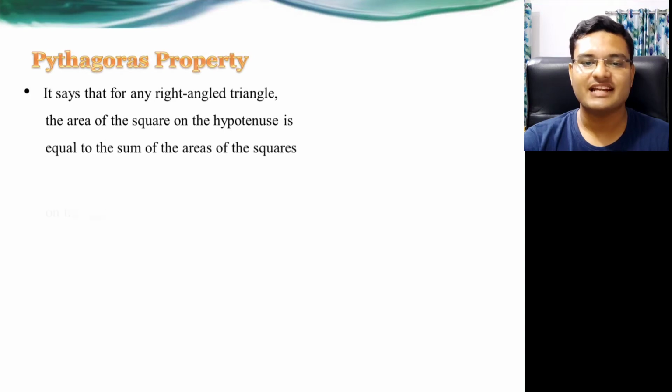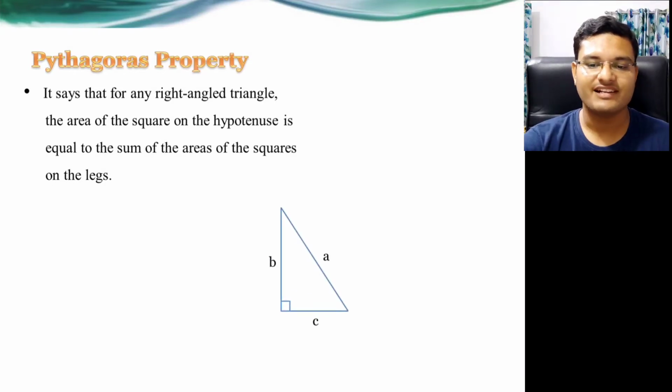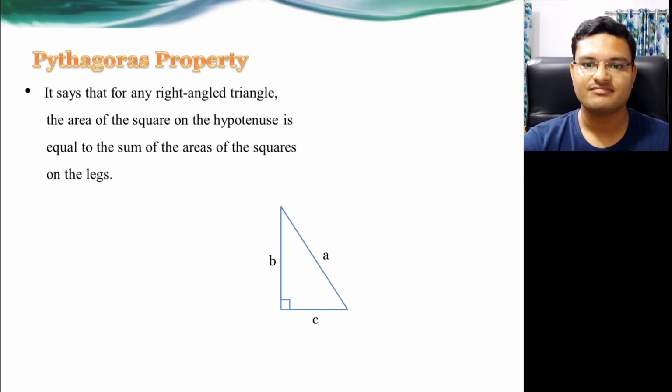It says that for any right angle triangle, the area of the square on the hypotenuse is equal to the sum of the areas of the squares on the legs. Now let us consider a triangle whose two legs are B units and C units and whose hypotenuse is A units. Let's name these vertices P, Q and R so that triangle PQR is a right angled triangle at Q.